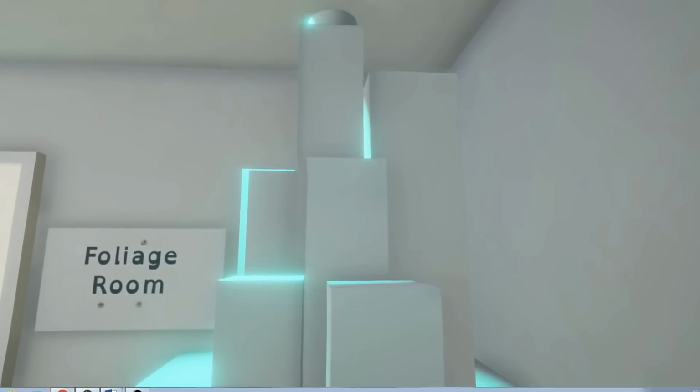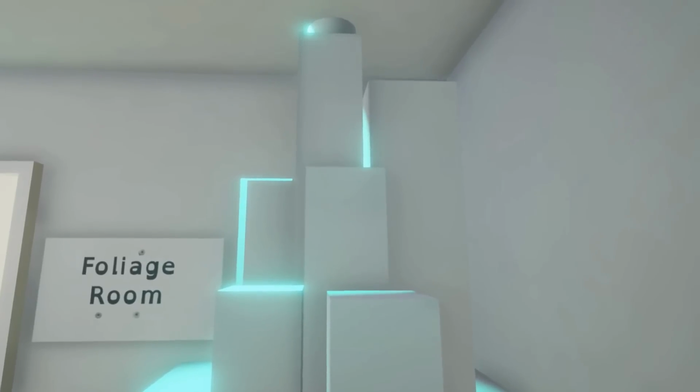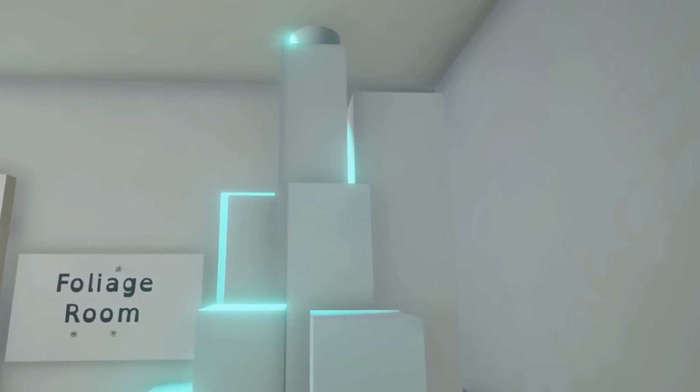After that process was done, I exported it and imported it into Unreal, where from there I could rotate and scale them so that I could fit my skyscraper.